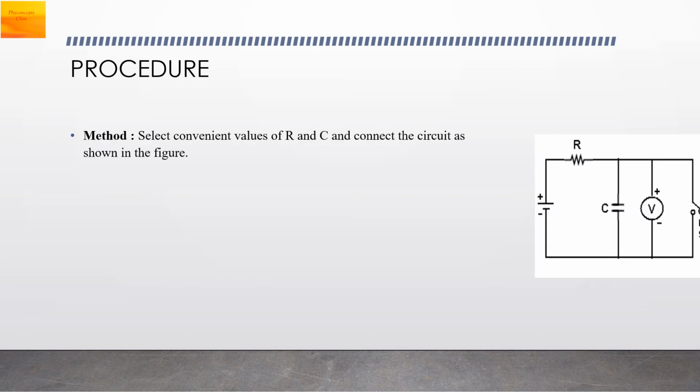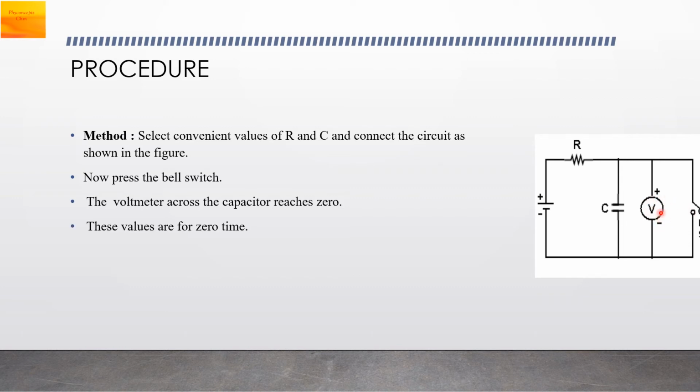Procedure: select convenient values of R and C and connect the circuit. Now press this bell switch. The voltmeter across the capacitor will show 0. This is at time 0. Release the bell switch and start the stop clock simultaneously.